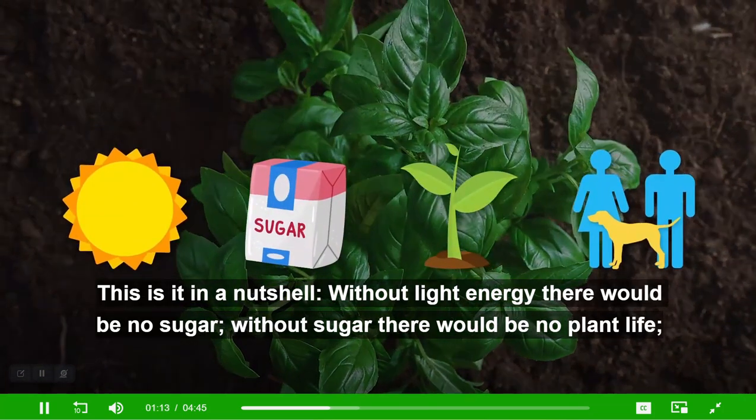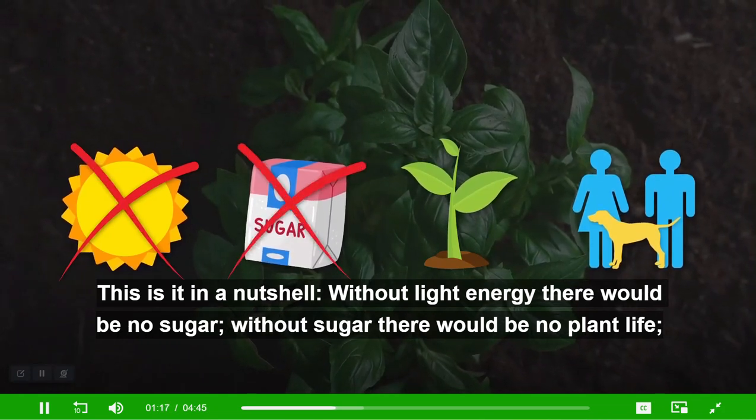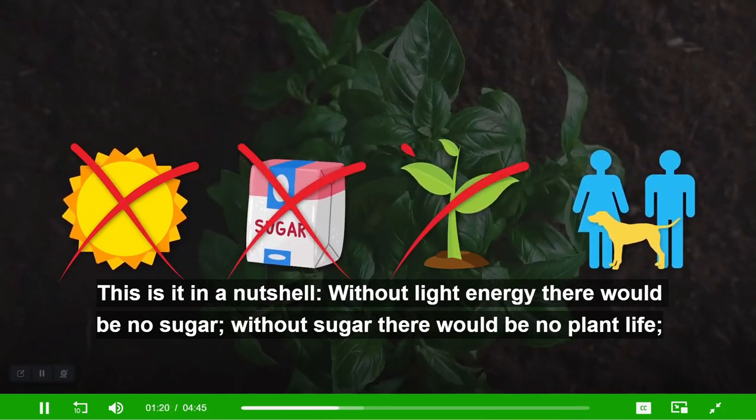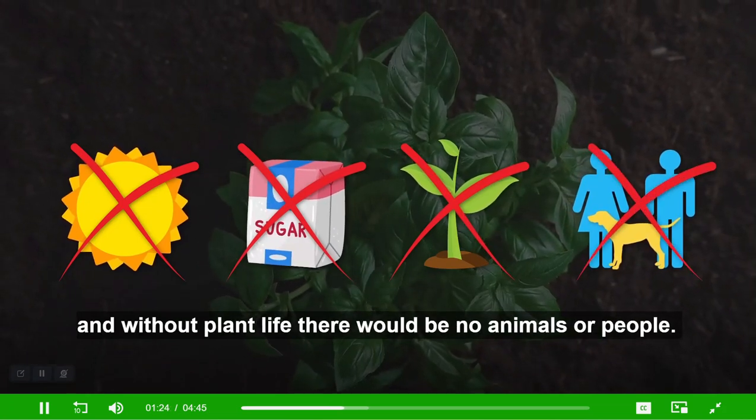This is it in a nutshell. Without light energy, there would be no sugar. Without sugar, there would be no plant life. And without plant life, there would be no animals or people.